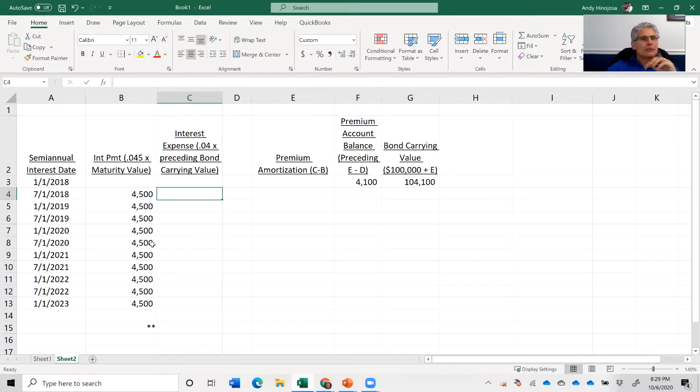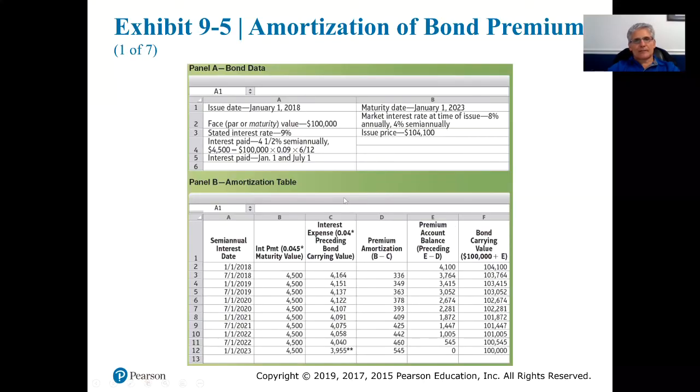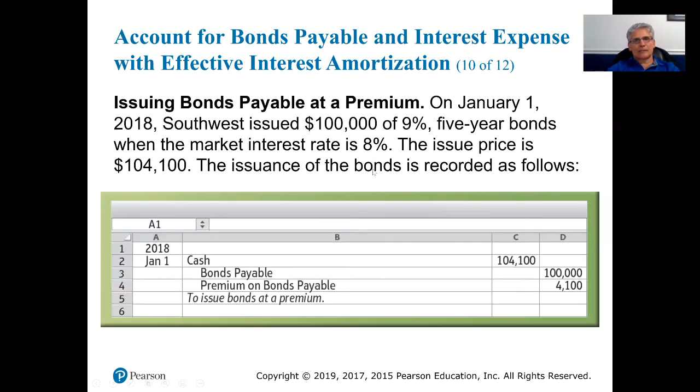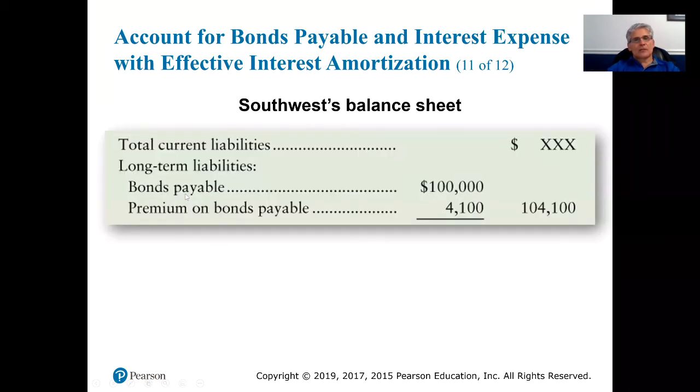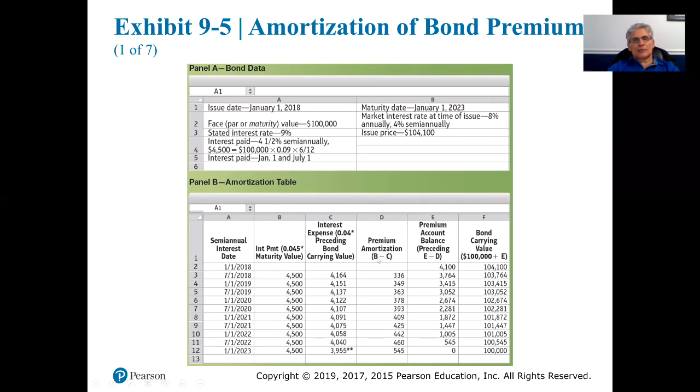So we're going to have a similar amortization table, but immediately we can see the difference. The premium is computed as $4,100, which is the difference between the price and the par value. The par value being $100,000, the price being $104,100, the difference is $4,100. So that's going to be the premium. You can see right here, the premium on the bond is $4,100. So that's what we're going to start off with.